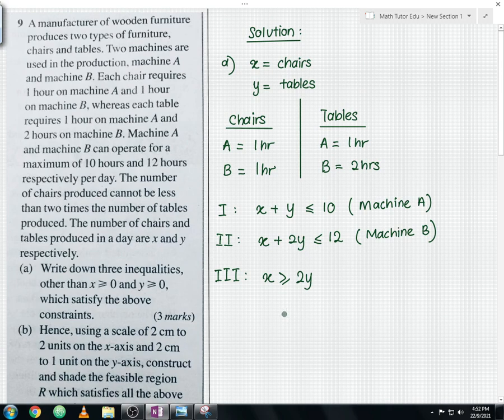Since we are going to plot the graph in our upcoming working, what you do is shift this inequality. So 2Y will be less than or equal to X. To find your Y, it will be less than or equal to 1 over 2 x. So this is your third constraint. Let me underline all the respective constraints.